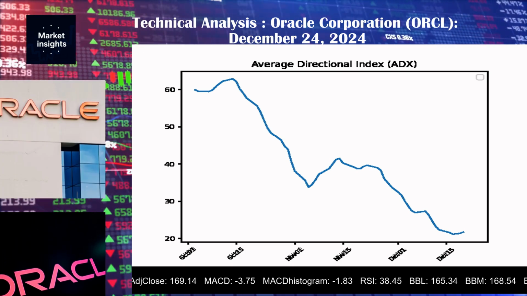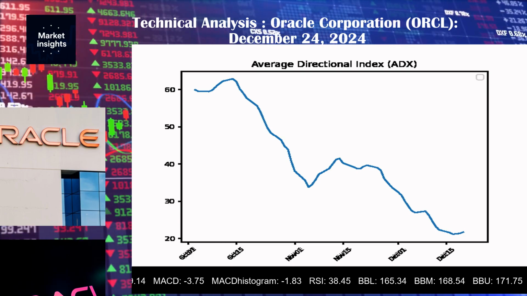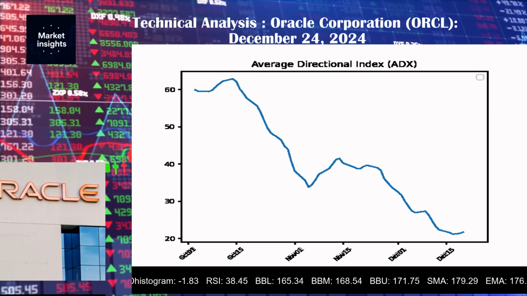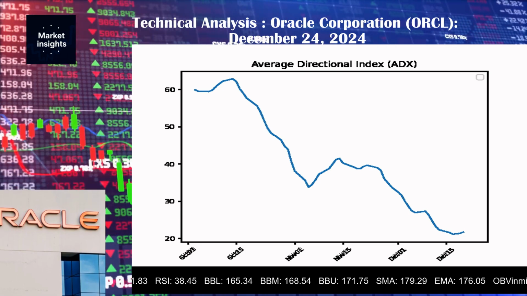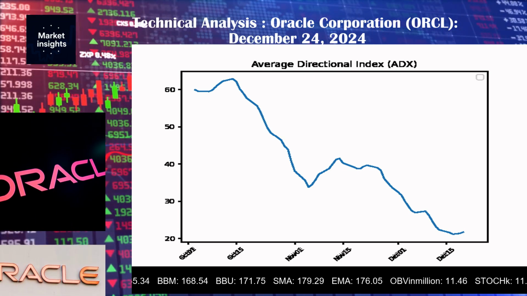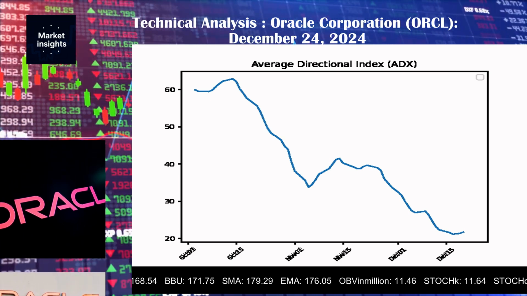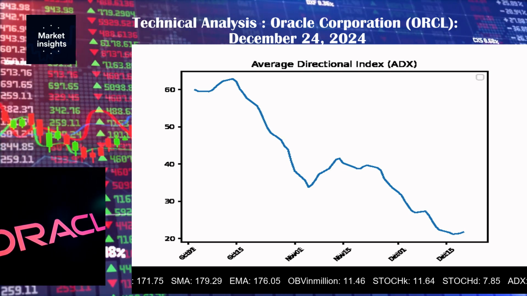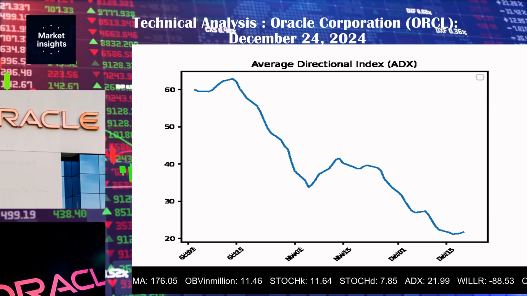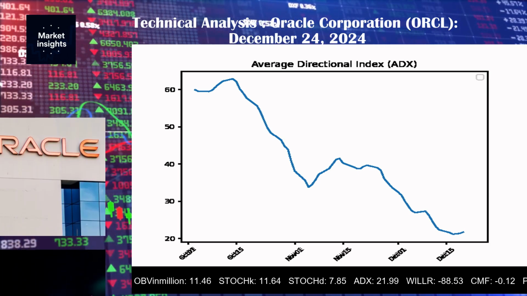Finally, the CMF chart shows negative money flow. This signifies prevailing selling pressure, supporting the bearish view. Overall, the technical indicators paint a predominantly bearish picture, with potential for further downside. However, the oversold conditions could trigger a temporary price bounce. It's crucial to consider these indicators alongside Oracle's fundamentals and broader market trends.